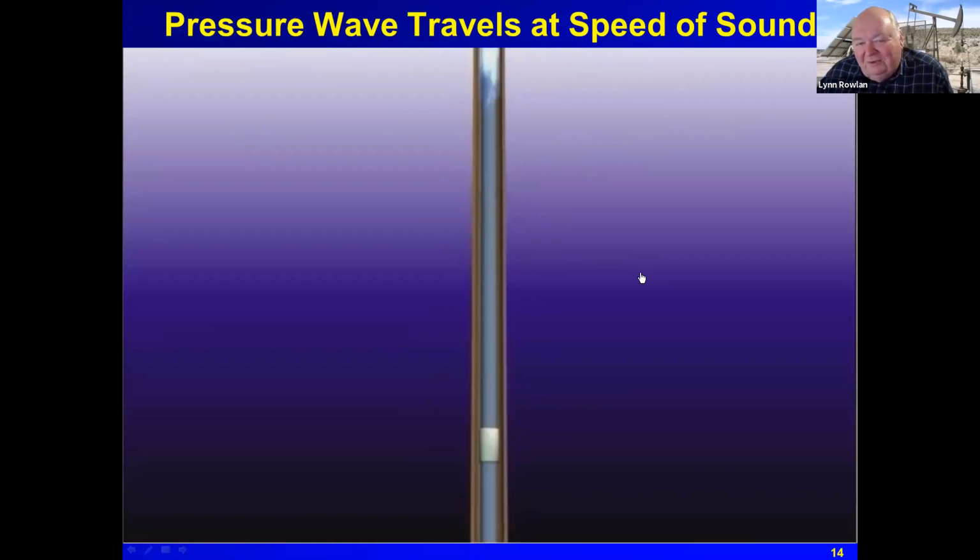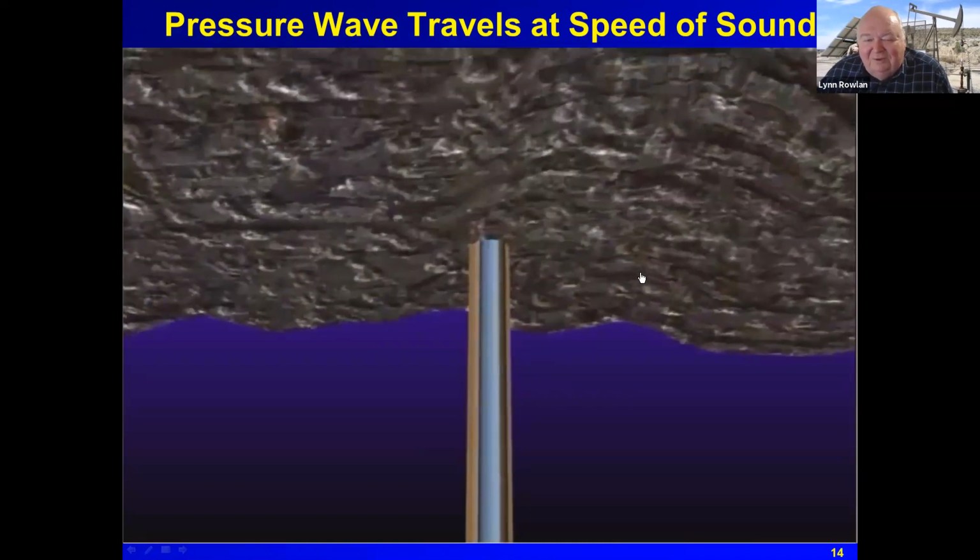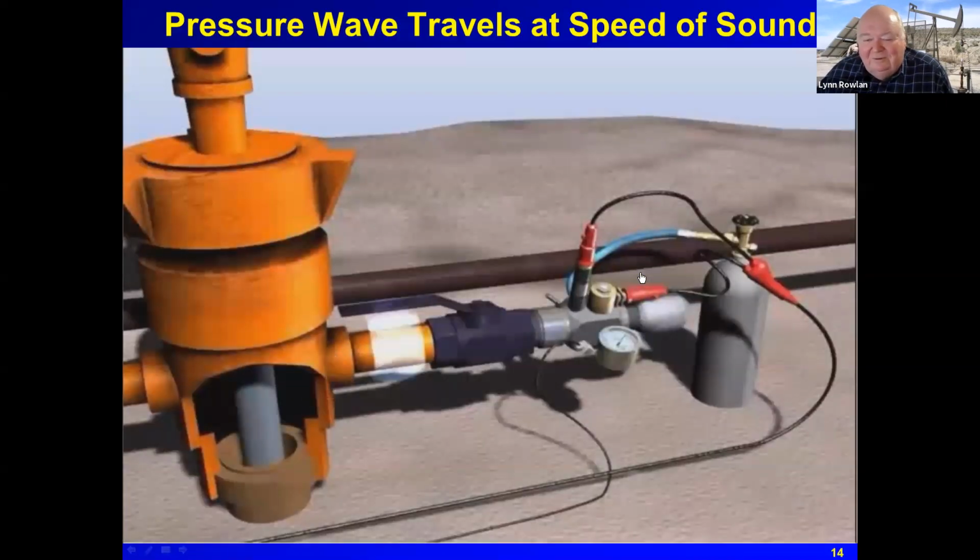And when it gets back to the surface, we will have recorded the shot going off and the echo from the liquid level, which is the round trip time. And then we can use the round trip time divided by 2, because it goes down and back, times the acoustic velocity to get the distance to the liquid level.